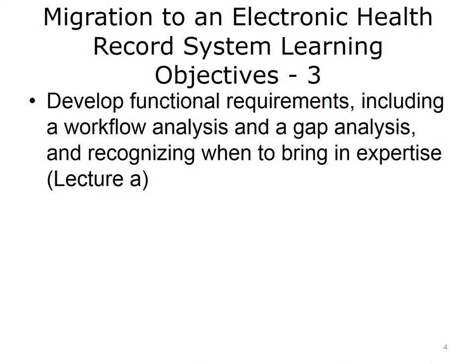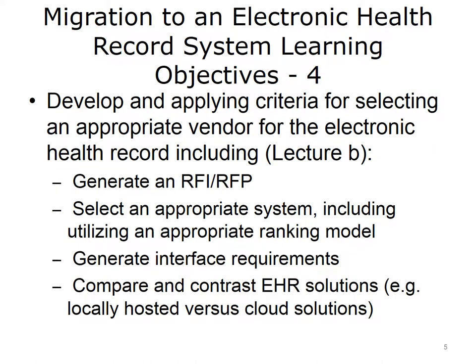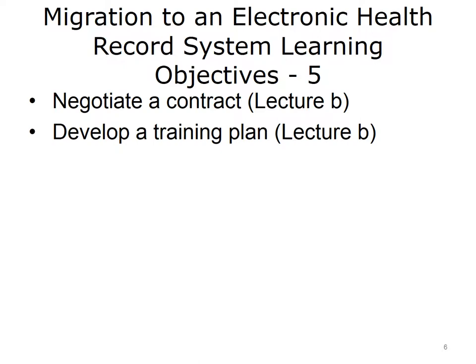Develop functional requirements, including a workflow analysis and a gap analysis, and how to recognize when external expertise is needed. Develop and apply criteria for selecting an appropriate vendor for the electronic health record, including generate a request for information, RFI, request for proposal, RFP. Select an appropriate system, including using an appropriate ranking model. Generate interface requirements. Compare and contrast EHR solutions. For example, locally hosted versus cloud solutions. Negotiate a contract. Develop a training plan.